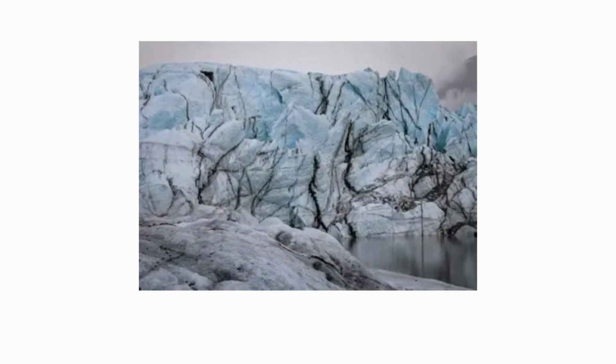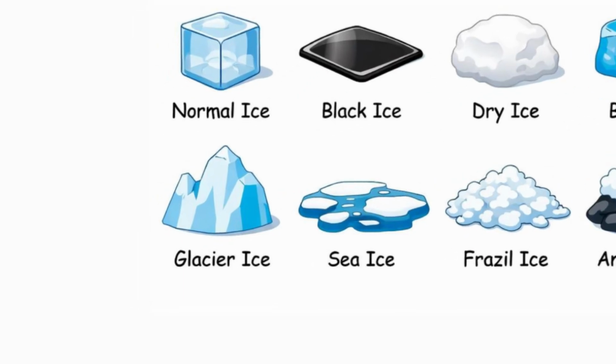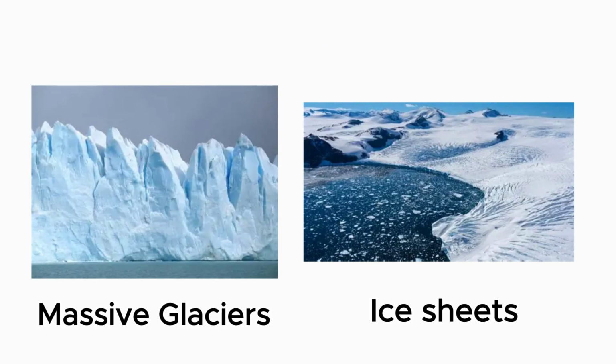It matters because it reveals how ancient ice layers transform over time and helps scientists understand glacier movement and climate history. Glacier ice. This forms from layers of snow compressed over thousands of years in very cold regions. It is found in massive glaciers and ice sheets in places like Antarctica and Greenland.